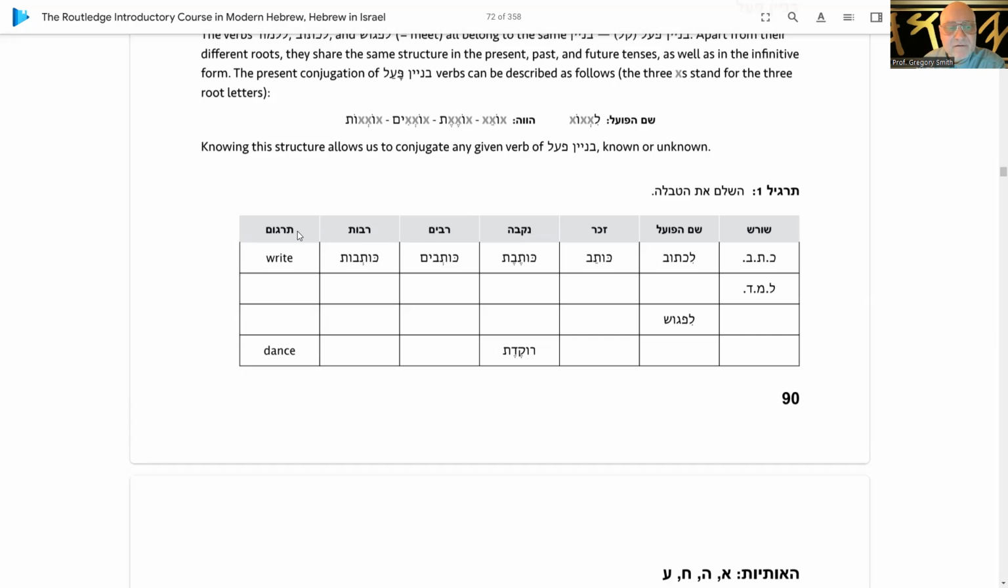And then we have tirgum. I think that's how you pronounce it, tirgum, which is the translation. And so you see there, they've got write. And we did that last time. Let me double check that. Tirgum means translating or translation.